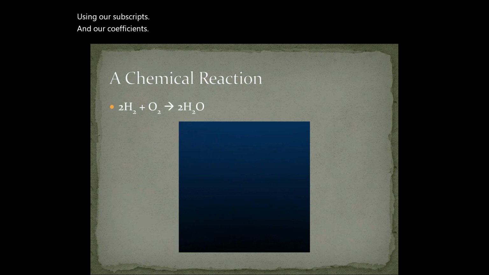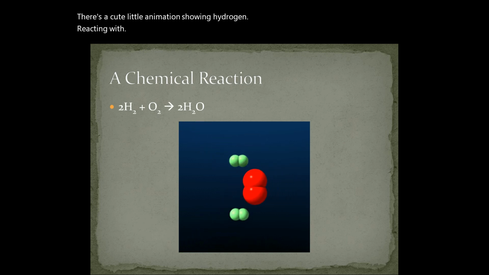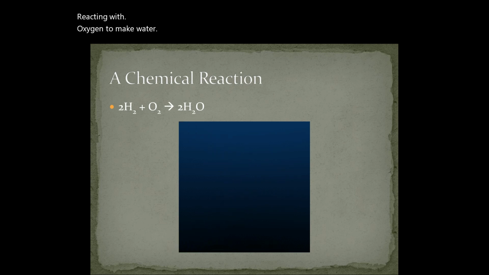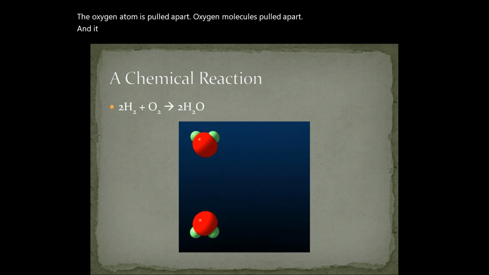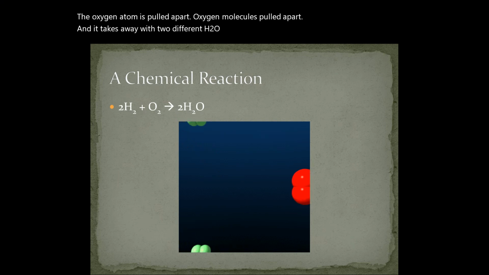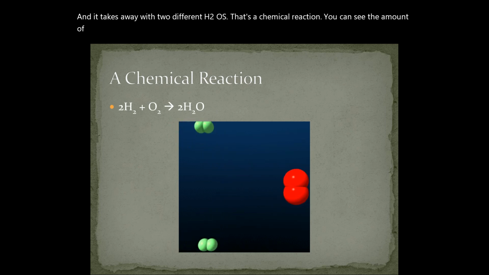Here's a cute little animation showing hydrogen reacting with oxygen to make water. Two hydrogen atoms, those are the green doubles, find an oxygen, and when they combine in just the right way, the oxygen molecule is pulled apart, and it takes away two different H2Os. That's a chemical reaction. You can see the amount of the elements doesn't change.